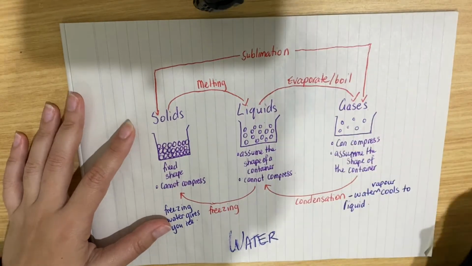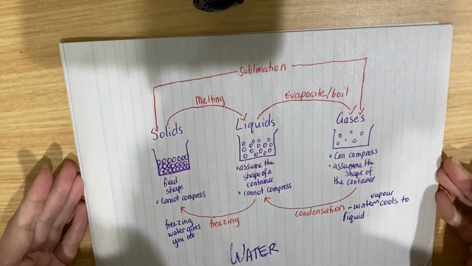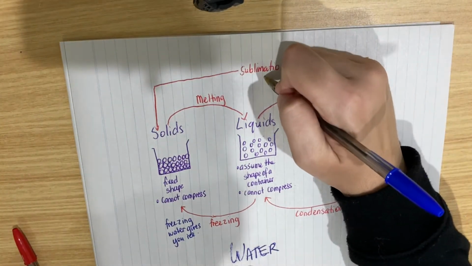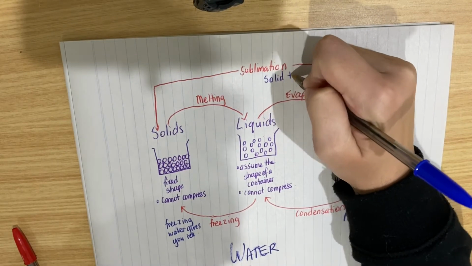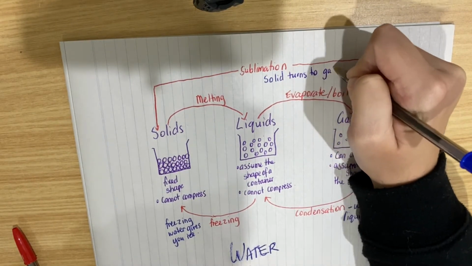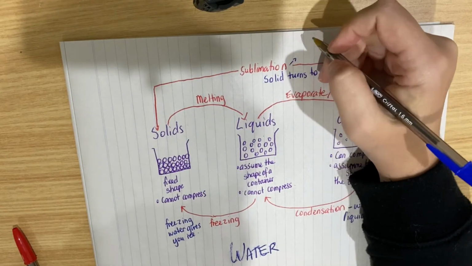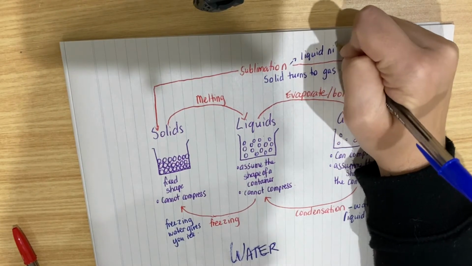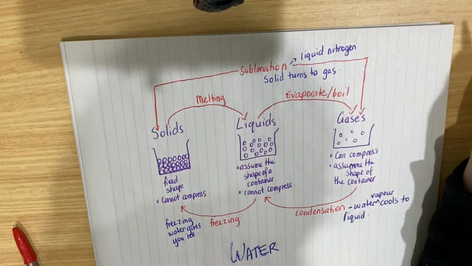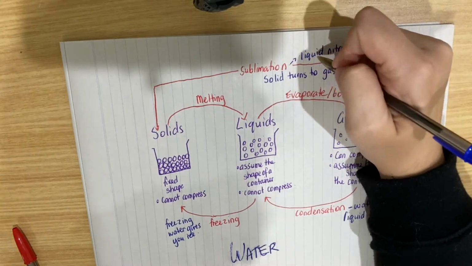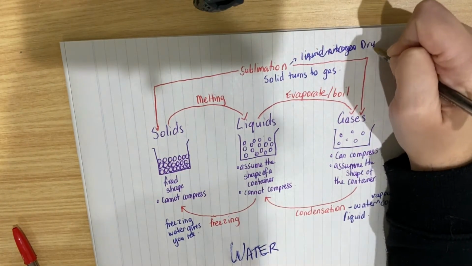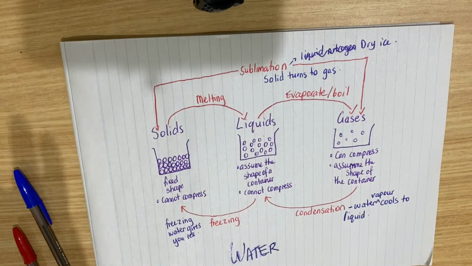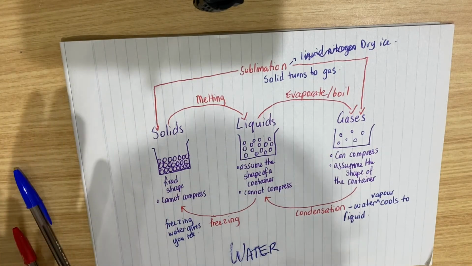Sublimation. Hopefully you can see it there. I'll just pull it down a bit. Sublimation. So this is where solid turns to gas. This is called the process. Oh, sorry, not liquid nitrogen. Dry ice. So dry ice cubes. You can see that the dry ice cubes are kind of smoking. They go straight from a solid to a gas.